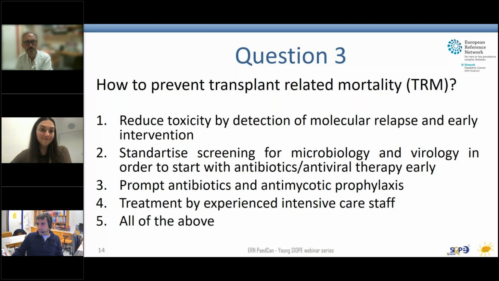Evangelia, I can tell you that almost 80% of the answers are all of the above. The last answer that you offered, a few clicked the previous answers. So what is the correct answer, Evangelia? It's all of the above. So we have to combine everything in order to achieve a reduction or to prevent the transplant-related mortality in our patients.